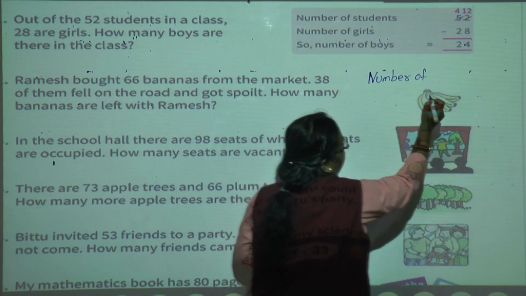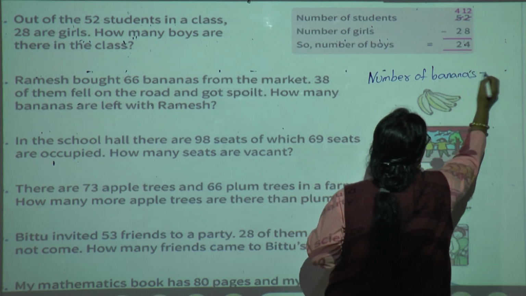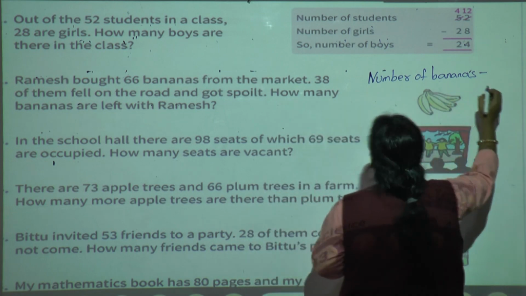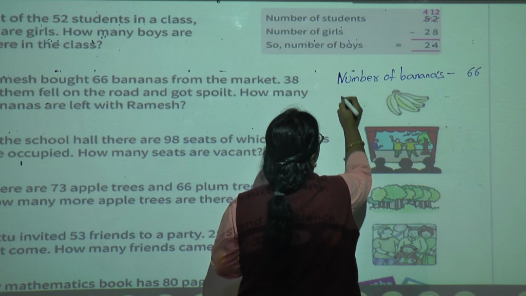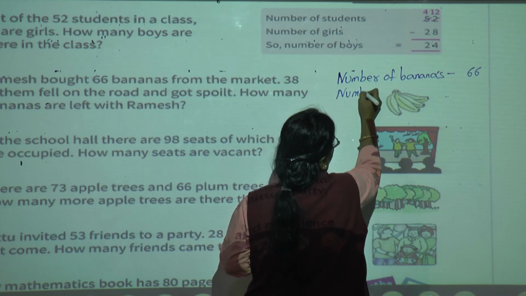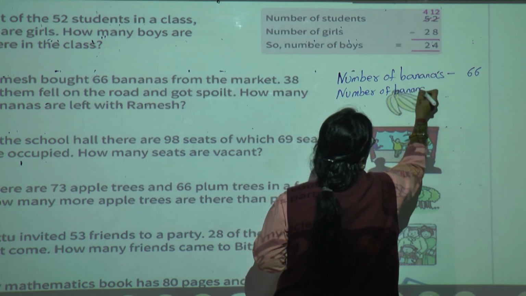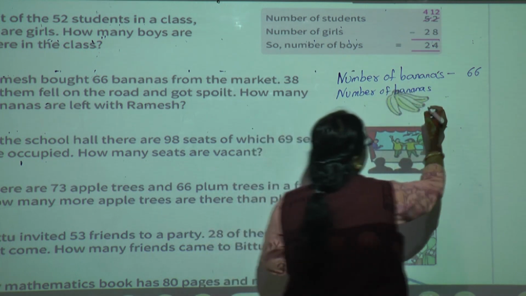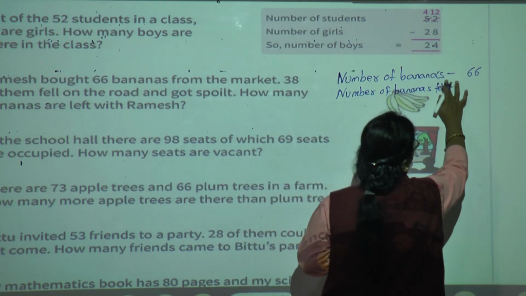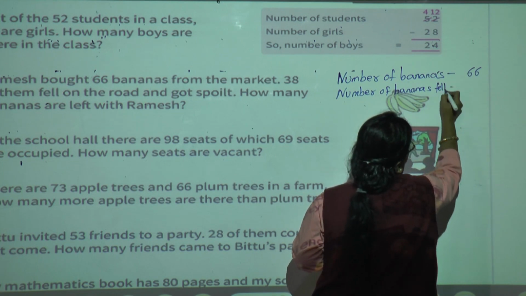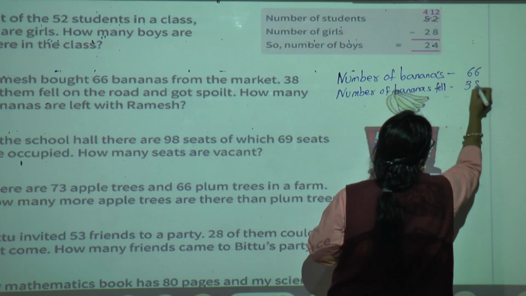Number of bananas, that is 66. Then how many were felled? Number of bananas felled on that is 38. So what will you do?